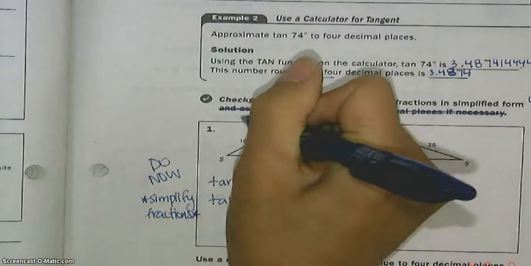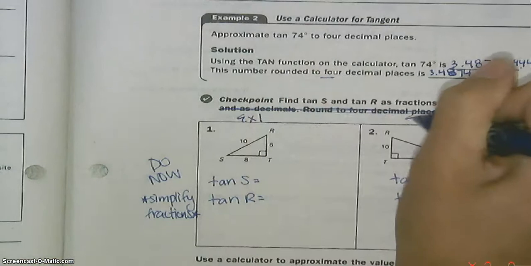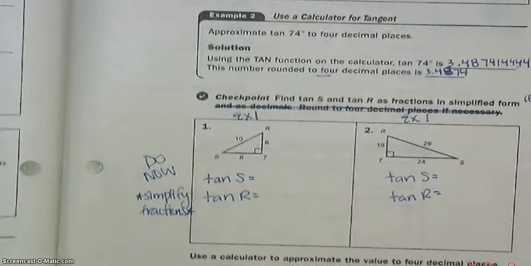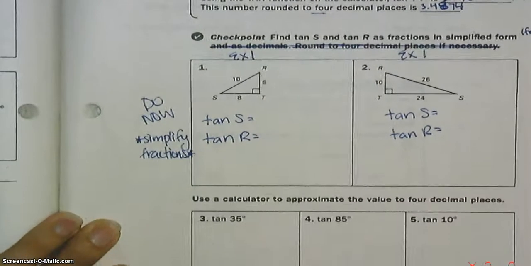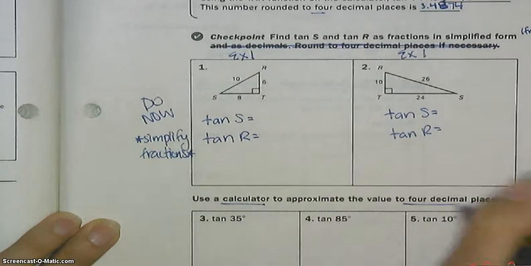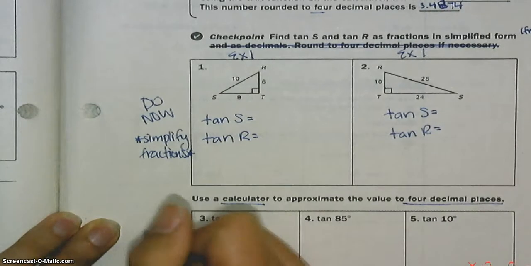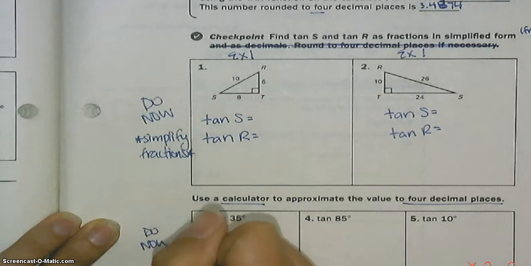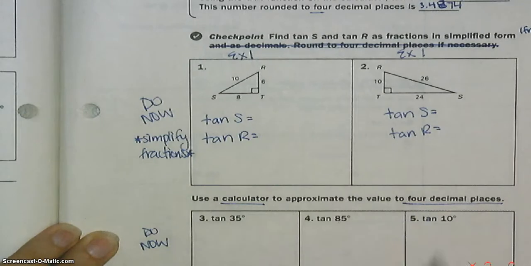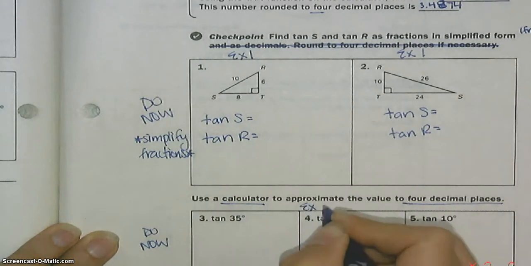This is like example 1, and this is like example 1. Down here, use your calculator, so you just put this in your calculator, round to 4 decimal places. Do this now. 4 decimal places. This is like example 2.